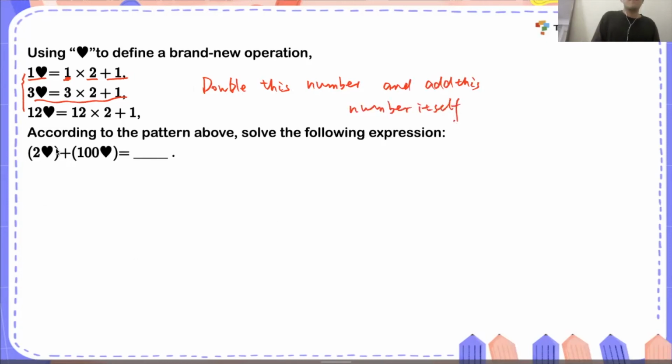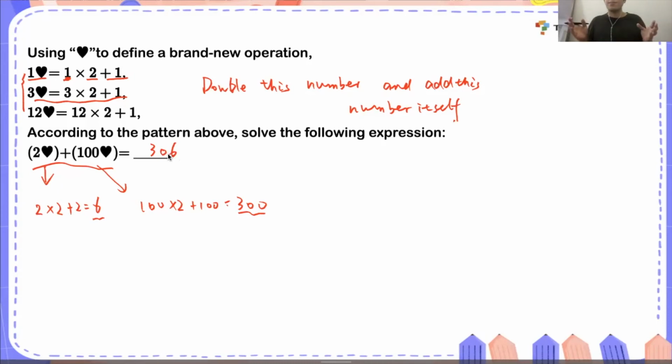Okay, so if we have this part, two hat, so for the first one, we just need to work the number in bracket, right? That has the priority, right? So two hat, that is 2 times 2, add this number, that is 6. And for this part, 100 times 2, add this number, that is 300, right? And then we just need to add 6 and 300. That is 306.